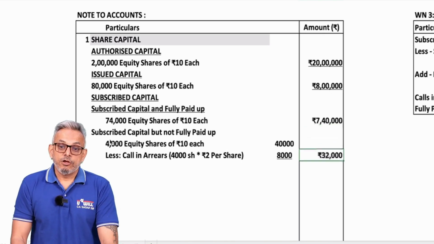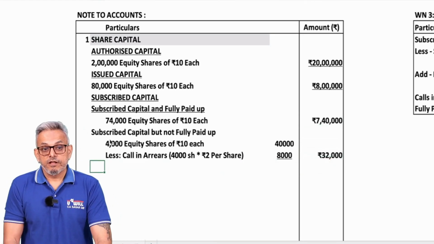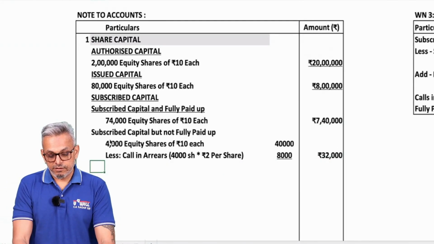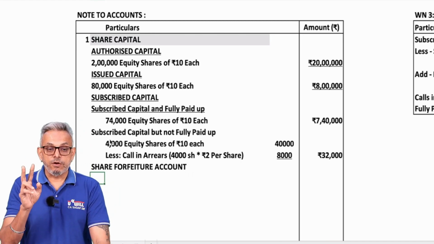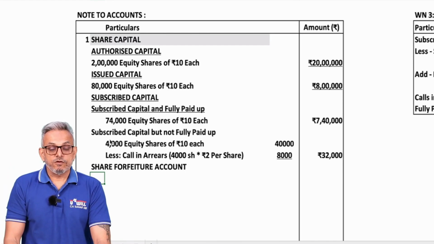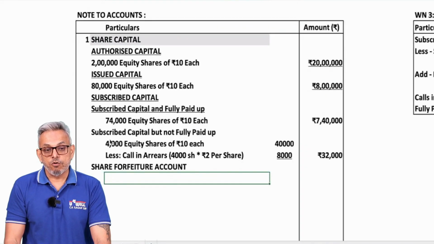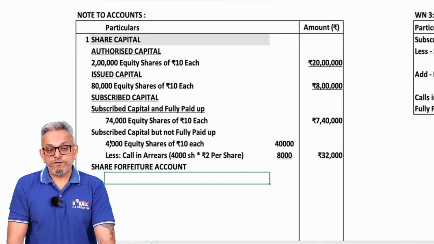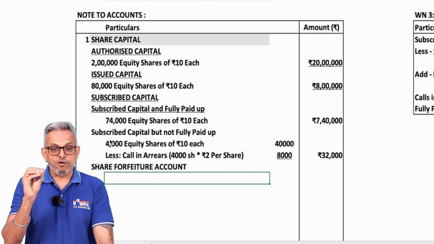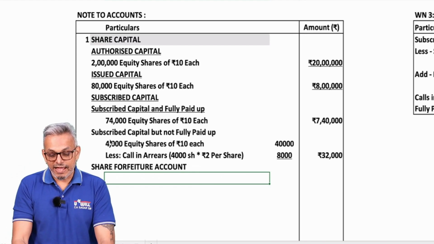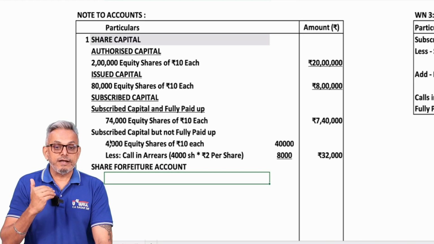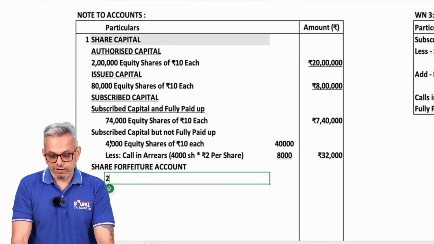But before that, you also have to mention the third part of it, that is share forfeiture account. Now we have shares worth 2,000 lying with the company which are not yet issued to general public. So the balance of that needs to be mentioned over here. Now, share forfeiture account. Out of 5,000 shares of Manish, 3,000 are reissued. So 2,000 worth shares are lying with us for which we have not done any reissue. So 2,000 shares.